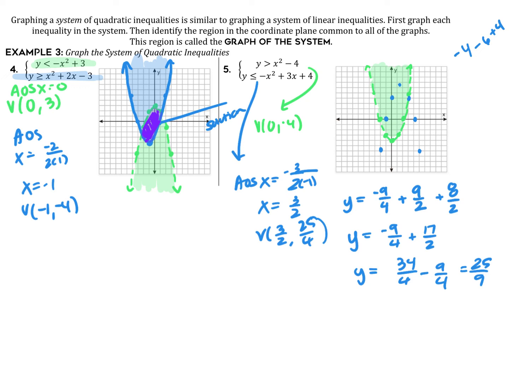When I connect, I'm going to have a solid curve because it's or equal to. And it says less than or equal to, so I'm going to shade below. So the solution is where these two shaded regions are overlapping, which is going to be every ordered pair in here. So hopefully you're starting to see how we can solve a quadratic inequality, a system of quadratic inequalities.